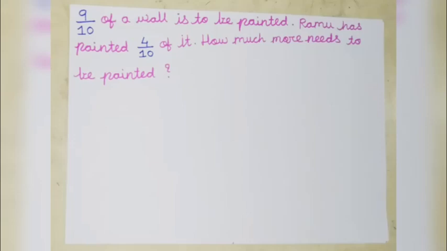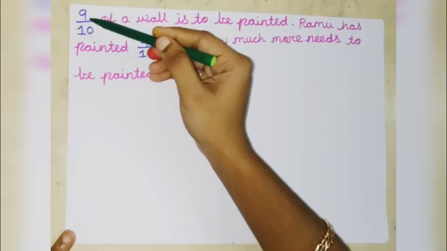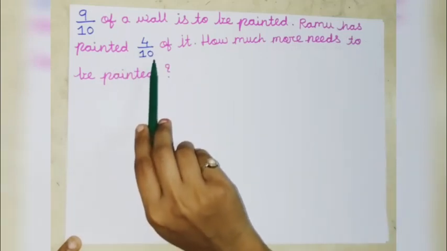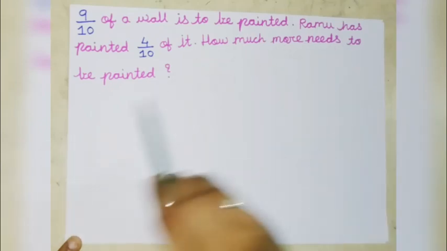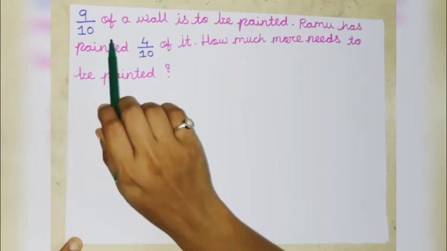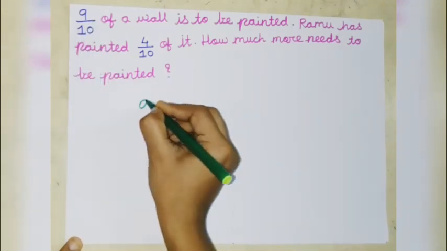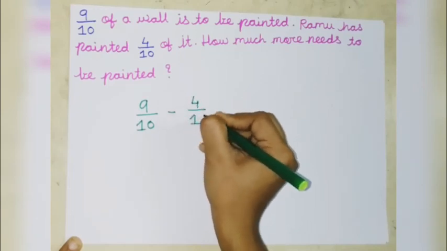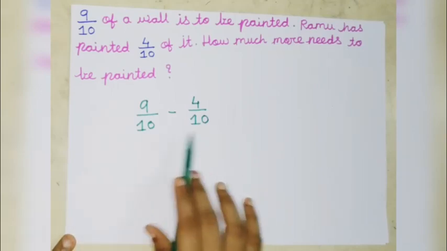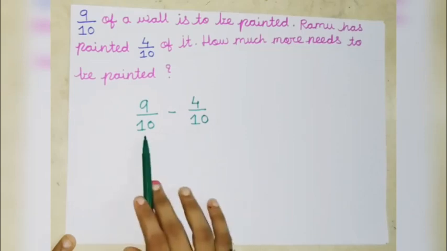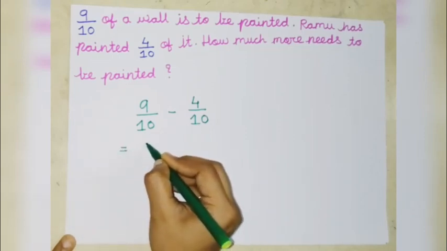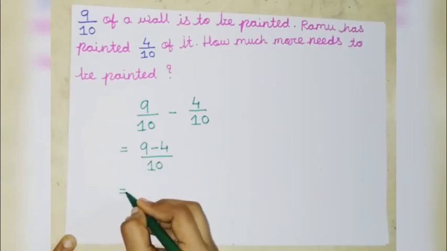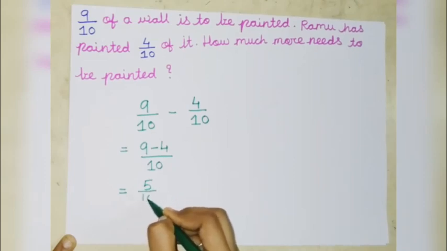Now we will solve this word problem. Our word problem is: 9 upon 10 of a wall is to be painted. Ramu has painted 4 upon 10 part of it. How much more needs to be painted? Children, the total wall to be painted is 9 upon 10, that I will write first. Ramu has painted 4 upon 10 of it. You all can see that these are like fractions because the denominators are equal. So 9 minus 4 upon 10. 9 minus 4 will be 5 upon 10.